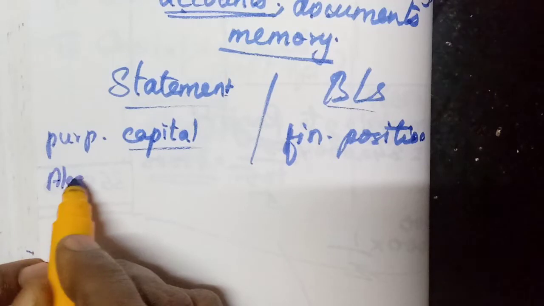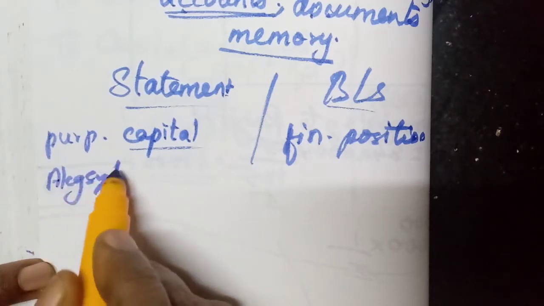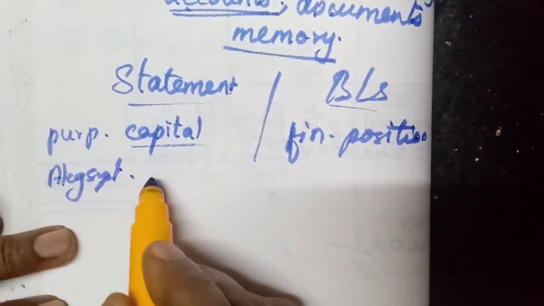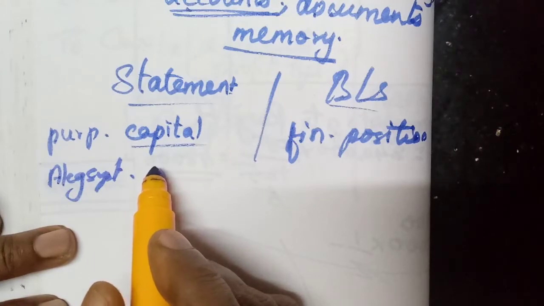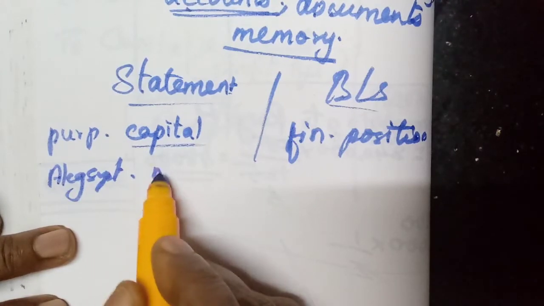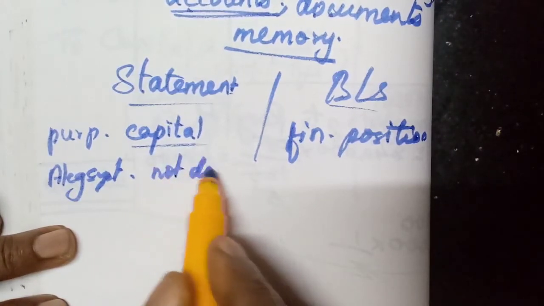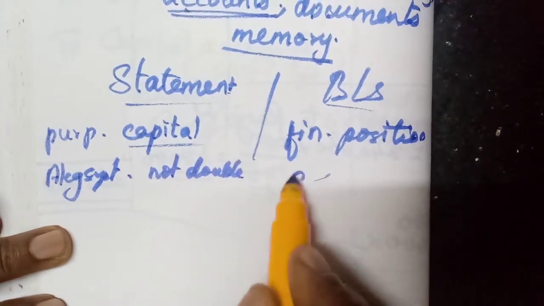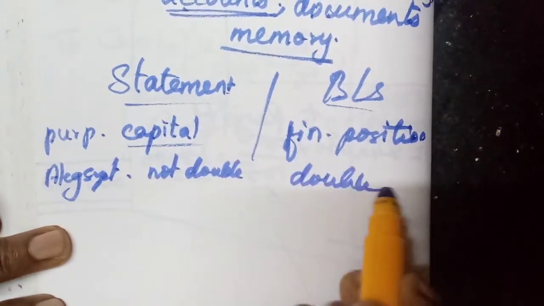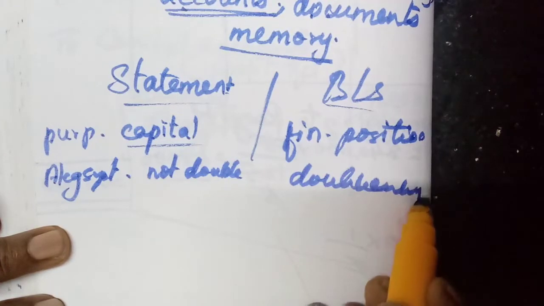Then next one, accounting system. For the statement of affairs, they do not follow the double entry system. But for the balance sheet, they follow the double entry system of bookkeeping.